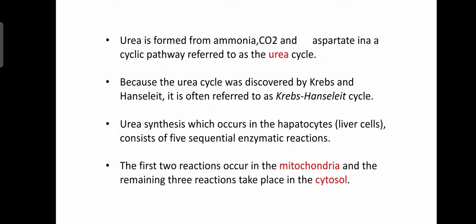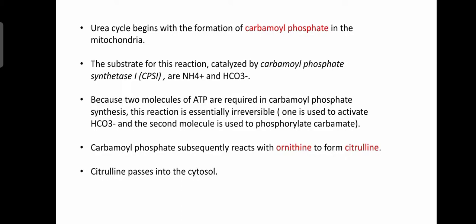This urea cycle consists of 5 sequential enzymatic reactions. The first 2 reactions occur in the mitochondria and the remaining 3 reactions take place in the cytosol. The urea cycle usually begins with the formation of carbamyl phosphate in the mitochondria. So this is the first reaction taking place.